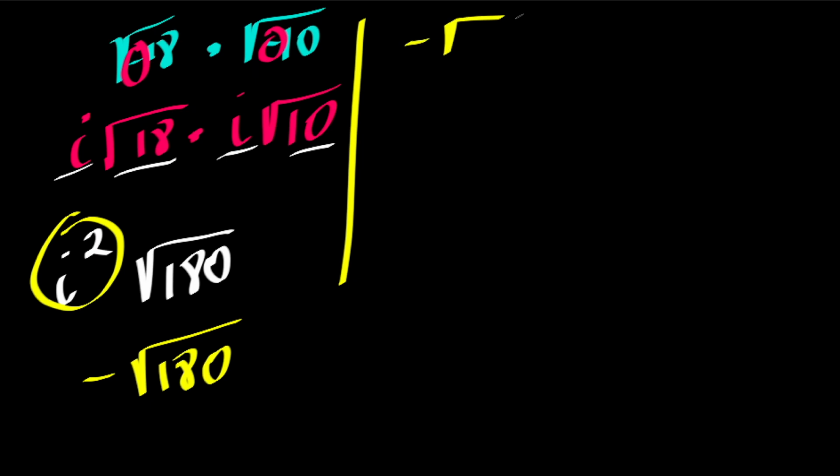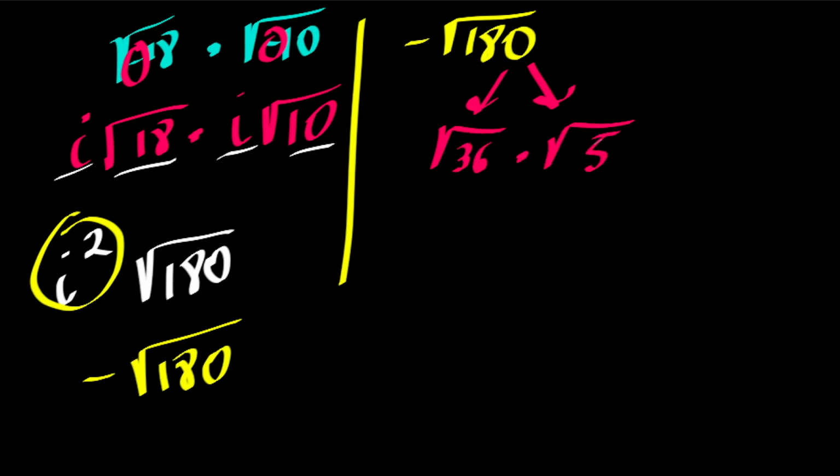So now when I break down the square root of 180, let's see, I need the biggest number that divides 180 that's also a perfect square. And that would be 36 and 5. So I could break this down to negative square root of 36 times 5. And the square root of 36 gives me 6. So this would be -6 radical 5.